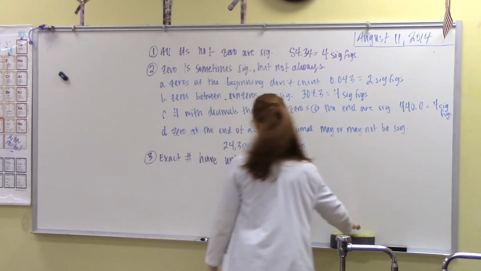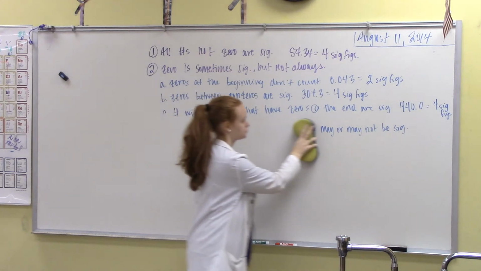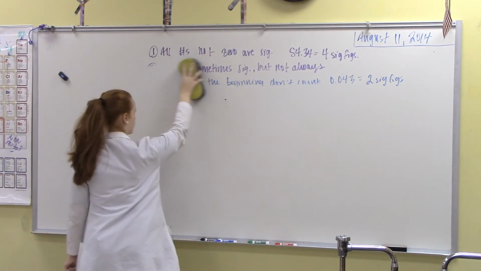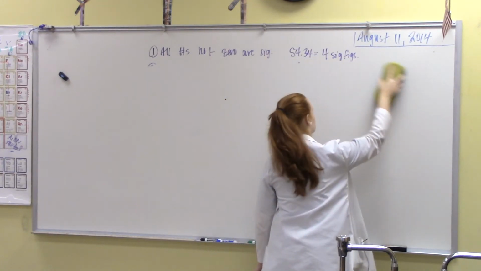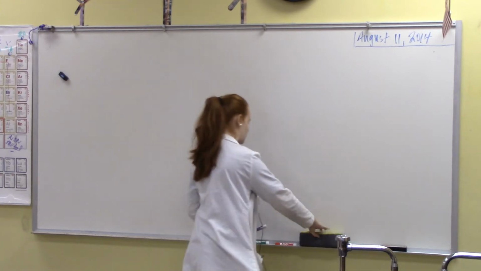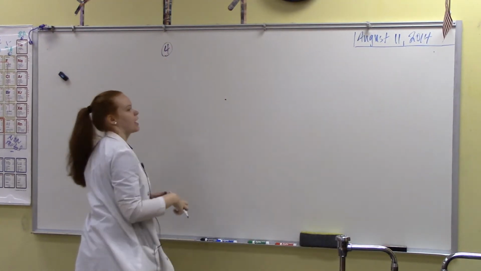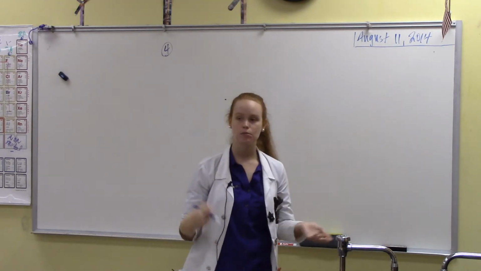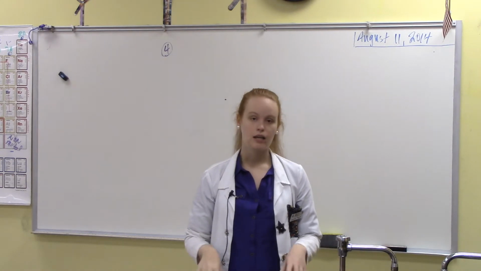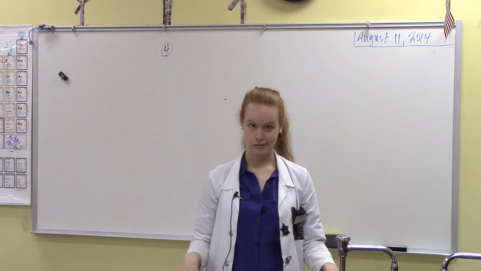All right, so I'm going to go ahead and erase this. So our second and last rule has to do with when we do math, when we're adding, subtracting, multiplying, or dividing with significant figures. Our last rule states that if you're adding, subtracting, multiplying, or dividing, the number that has the lowest amount of Sig Figs is going to determine how many significant figures your answer will have.